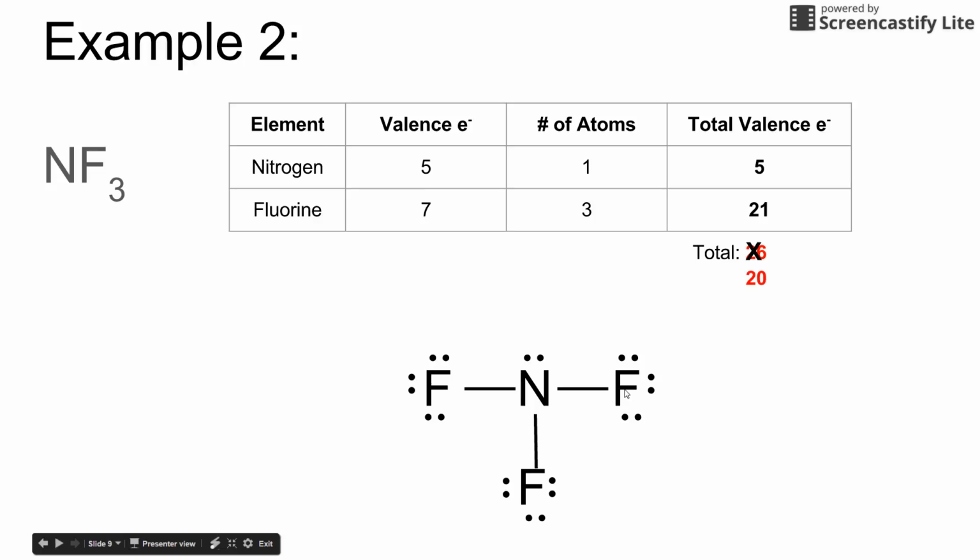Lastly, one more thing I would do is make sure that I did not exceed 26 electrons represented on this dot structure. So 2, 4, 6, 8, 10, 12, 14, 16, 18, 20, up to 26. So I represented 26 electrons. I did not exceed that, which is correct. So this is the dot structure.